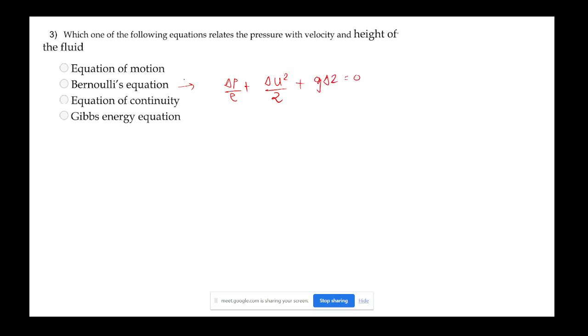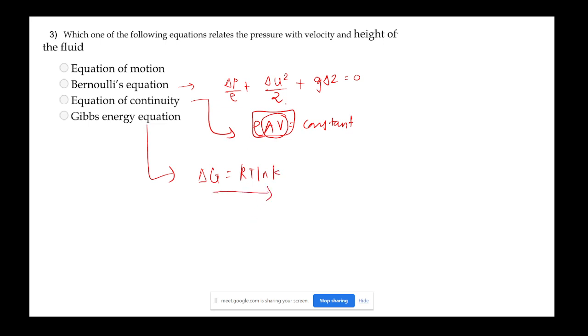If you look into the other options, the equation of continuity is rho A V equals constant, which is related with density and the velocity. Now, the Gibbs free energy equation is nothing but delta G equals RT ln K, so there is no such term of pressure and velocity in this case. An equation of motion is all about velocity or motion, which does not consider any pressure or height of fluid. So the correct answer is Bernoulli's equation.